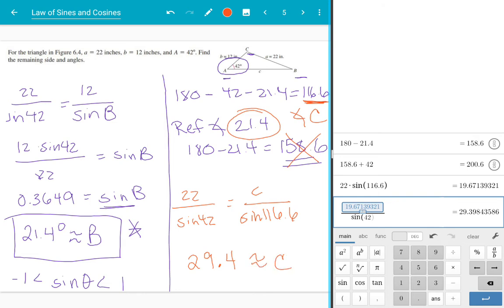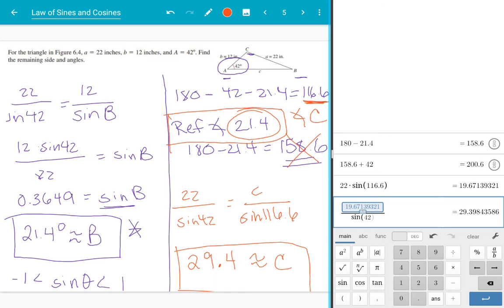Okay, and then there you go. So you have little c, you have big B, and you have big C. All right, so again, this process here, finding the reference angle, is going to help us determine if there's one or two solutions. Okay, so that's where we kind of need to approach. So there was only one solution here. Again, why was there one solution?